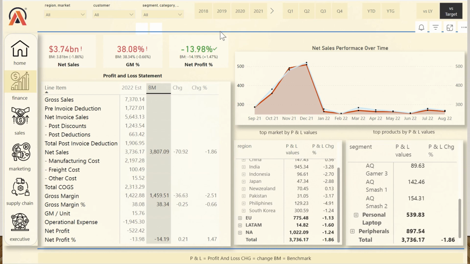Now after that, let's jump to the KPI indicators. Based on the mockup provided by the Atliq company, we have decided to keep 3 main KPI indicators in the finance view. Here you can see net sales, GM percentage, and net profit percentage. Let's talk about the visualizations that we have. We have the profit and loss statement, net sales performance over time, top markets by P&L values, and top products by P&L values.